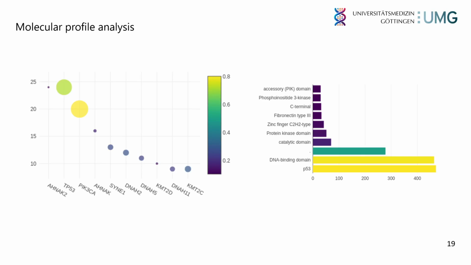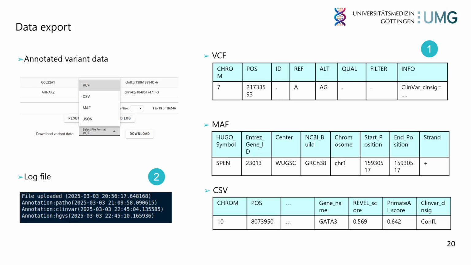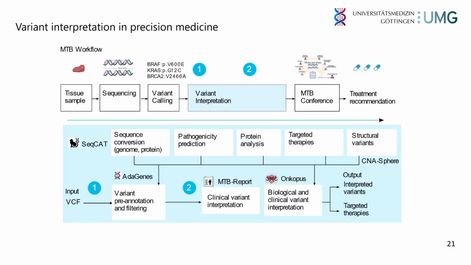In addition, you can also check out the protein domains where protein-encoding variants have been identified. After you've annotated and filtered your variants, you can export your data in multiple file formats, including VCF, MAF, or CSV. In addition, we provide a log file which records all the annotation and filtering steps to ensure reproducibility. After you have annotated and filtered your data with AdaGenes, you can go on with analyzing the remaining, possibly small set of pathogenic variants in detail, using our interpretation frameworks MTB report and OncoPus.